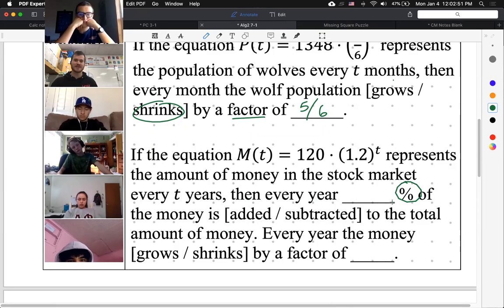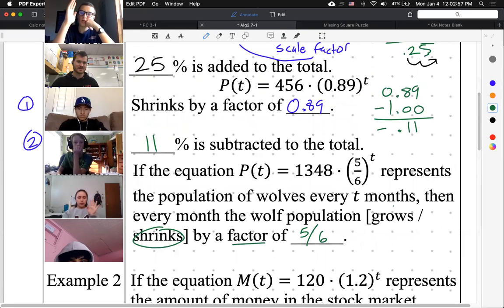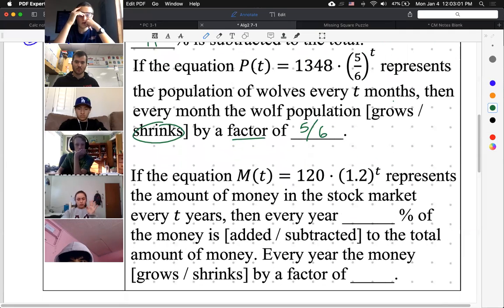Well, in this first one, I see the percent symbol, which means I have to convert this into a percent using these 2 steps. I see percent, so do those 2 steps. What is the percent?